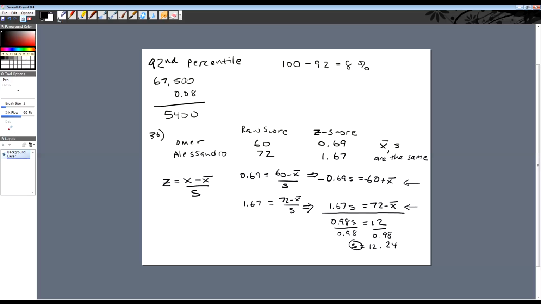So let's do it here. 1.67 times 12.24 equals 72 minus x bar. We solve this by multiplying these together, subtracting 72, and we wind up getting x bar equals 51.55. So the mean is 51.55, and the standard deviation is 12.24.